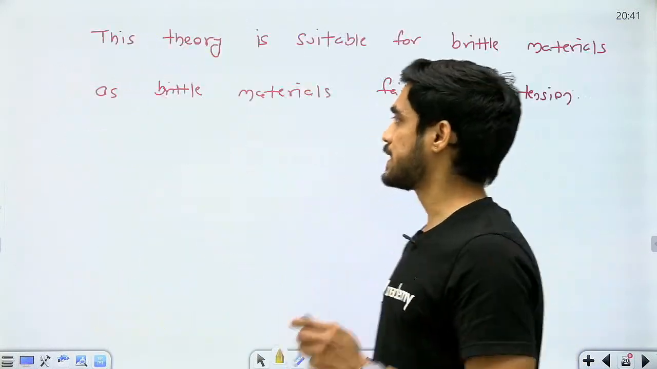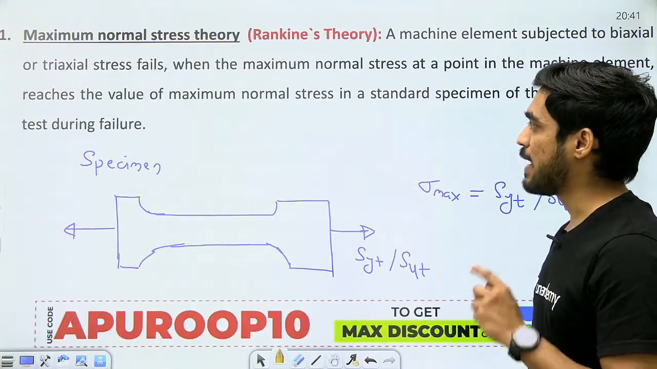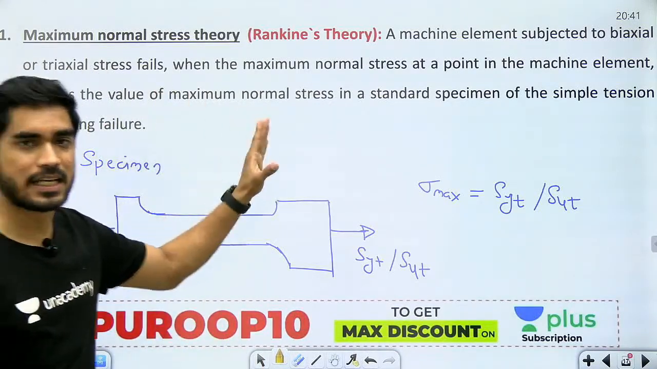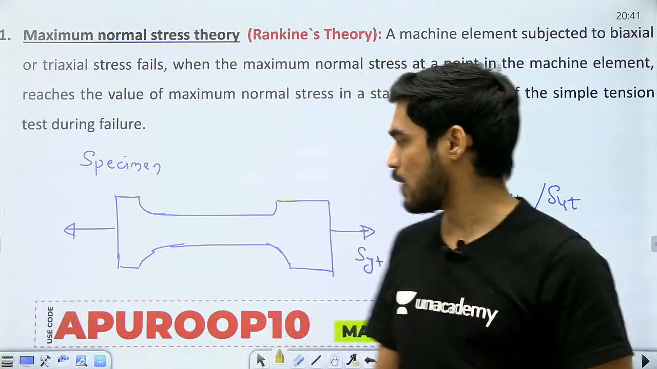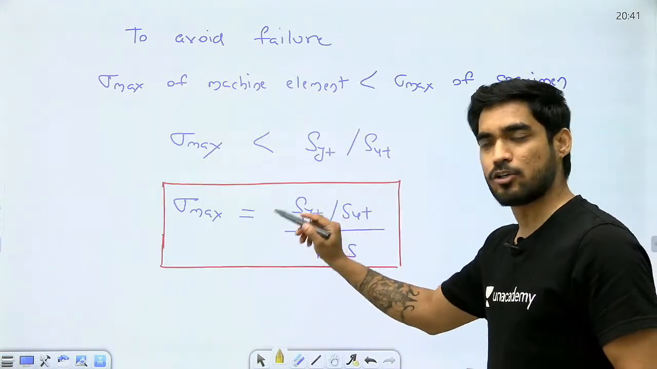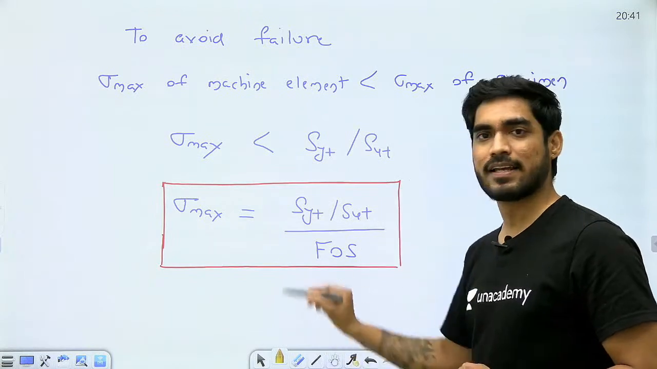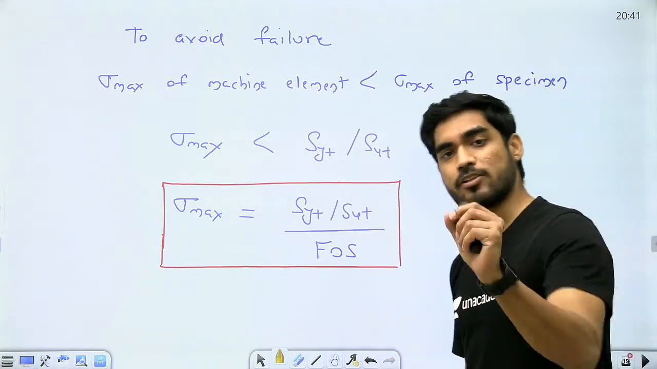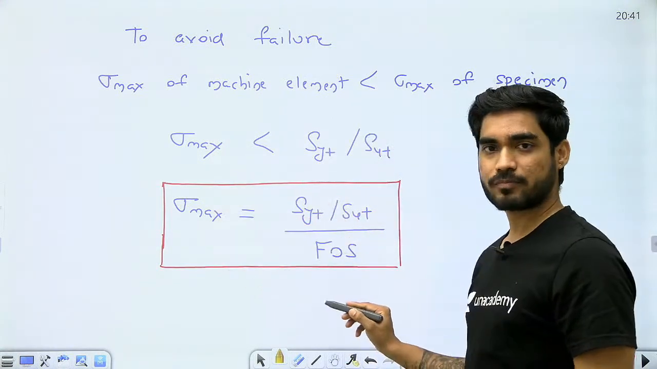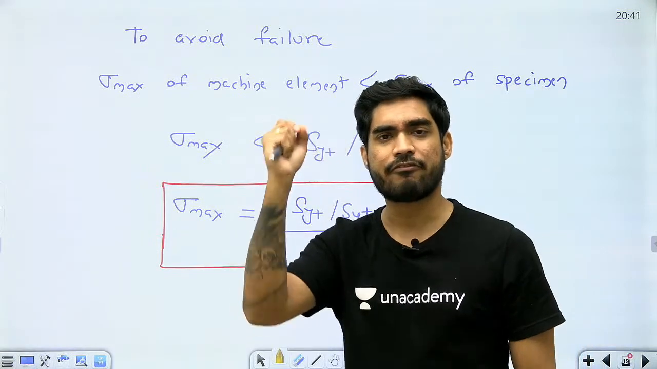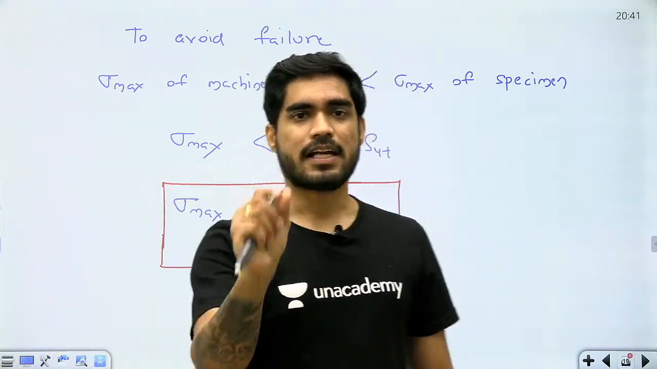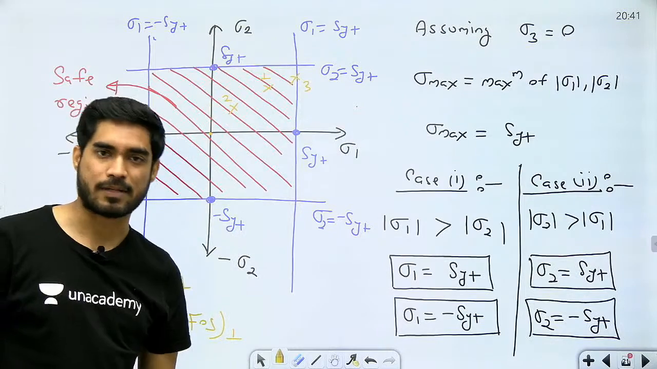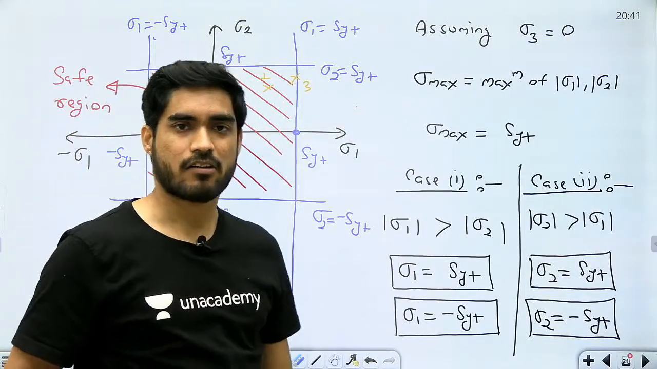Okay, so do you understand maximum normal stress theory now? आपको maximum normal stress theory clear है, Rankine's theory clear है. According to Rankine's theory, the material is going to fail due to sigma max. When sigma max of the material becomes equal to SYT or SUT by FOS, and if it is going to be greater than SYT or SUT, then it will fail. So in order to save that, we need this equation. इस equation से you can find one dimension of the material. It is suitable for brittle material, and this is the safe region of maximum normal stress theory. So we need these 3 things for every theory of failure.